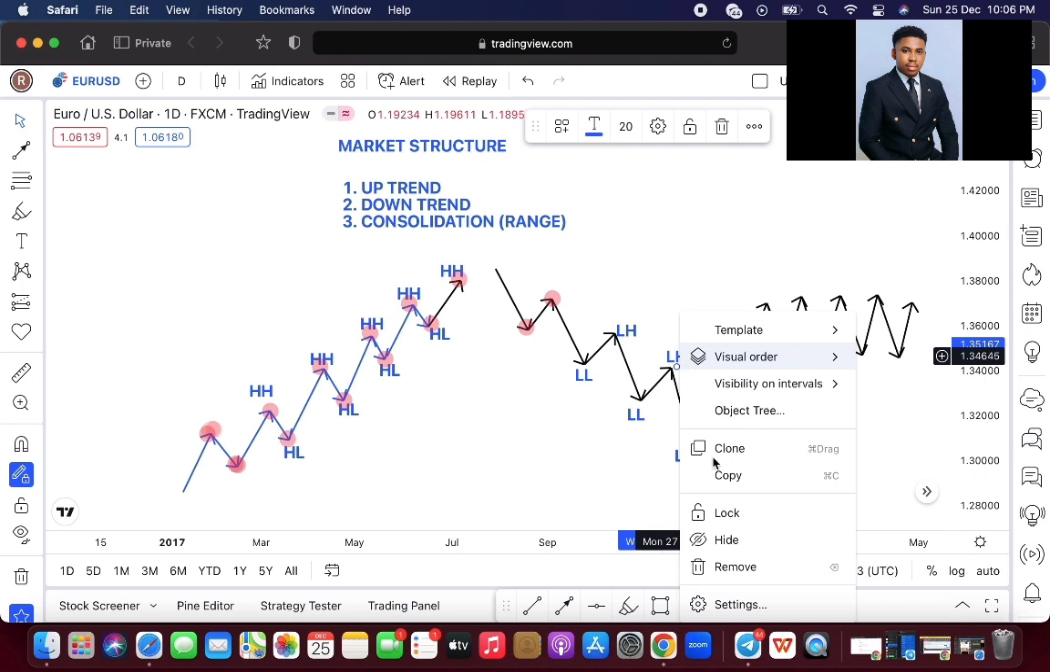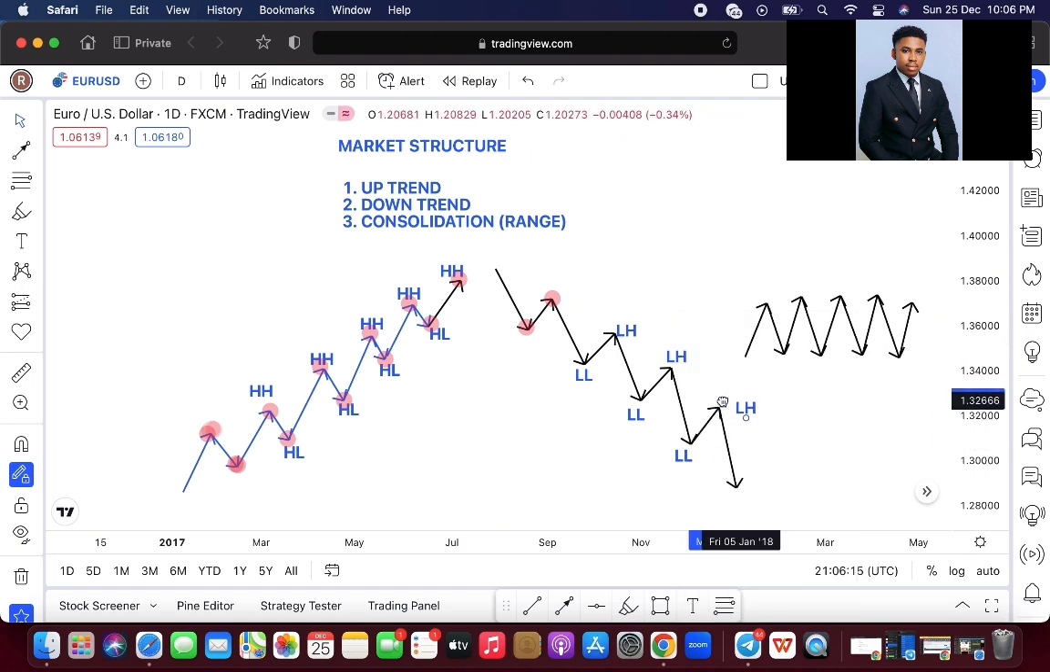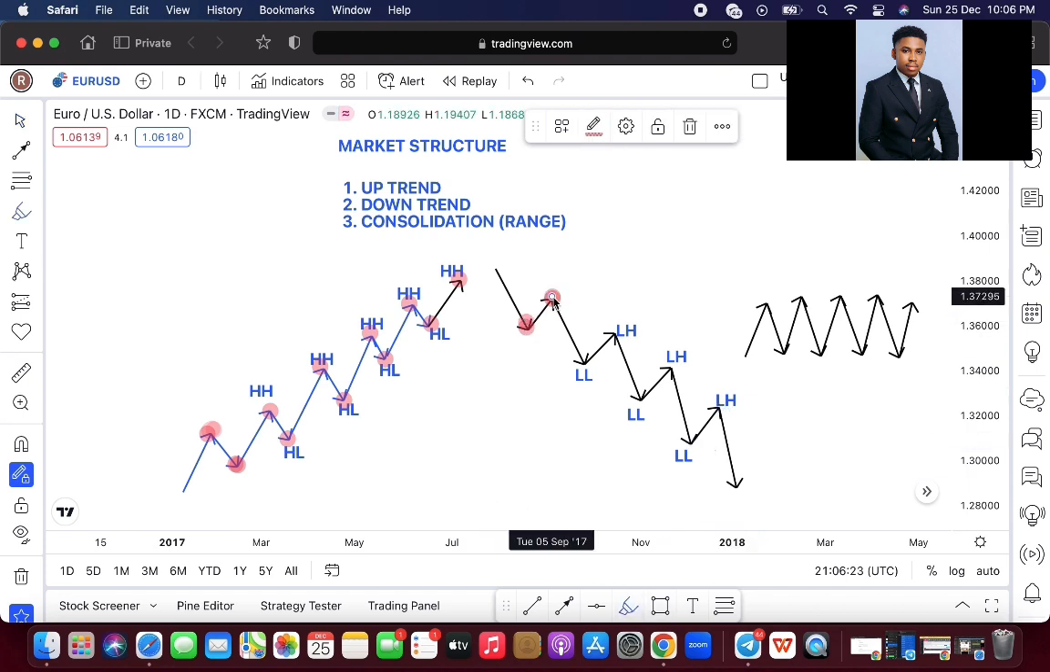So we can clone this and bring it down here, so we can see that this also is a lower high. So a downtrend comprises of this first low that was created, and then a high was created, and then a lower low, a lower high, a lower low, a lower high, a lower low, and a lower high, and it keeps going just like that until the trend ends and decides to change direction.